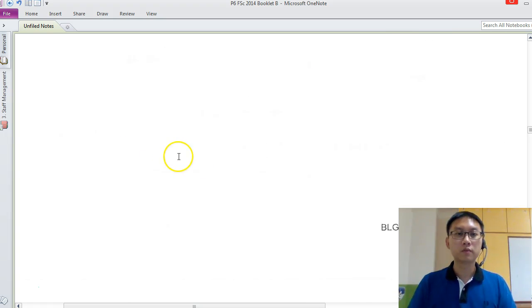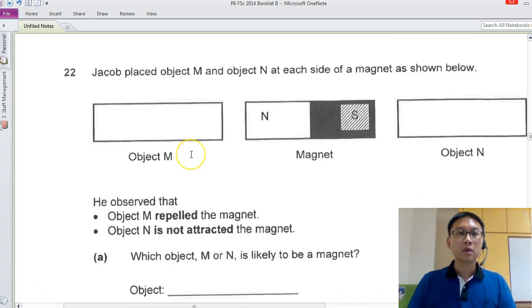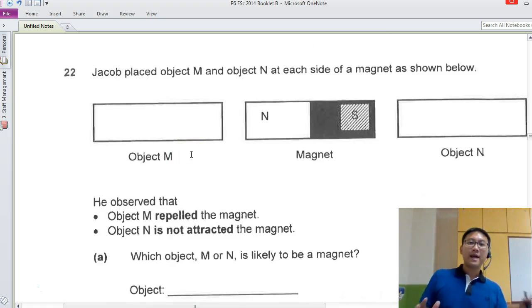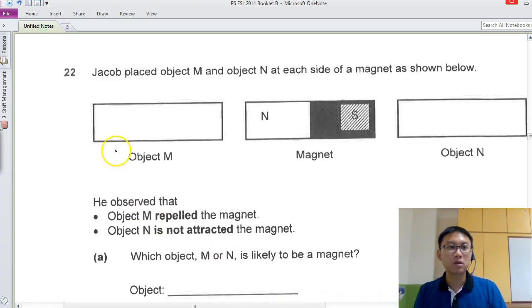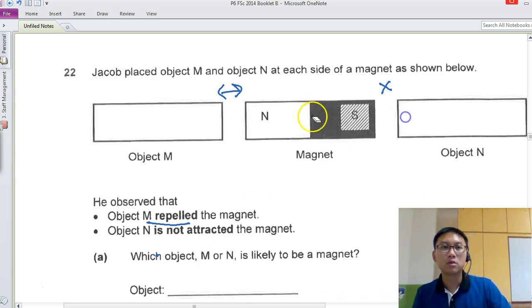Okay, question 22. So Jacob placed objects M and N on each side of a magnet as shown. So you observe that object M repelled. But N, nothing happens. So what can you conclude? Which object is likely to be a magnet?